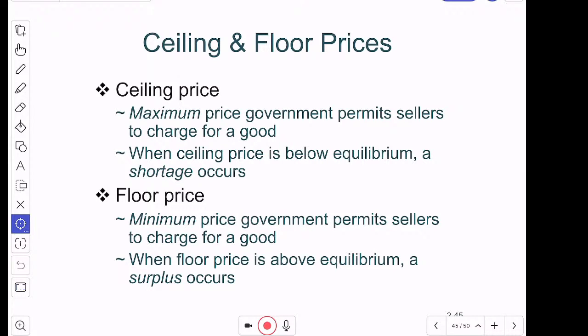Okay, I'll just go to the next one and then I'll give you my example. There's also a floor price, where a minimum price is set by government that permits sellers to charge a certain price for a good. When the floor price is above equilibrium, a surplus occurs. And what could be the problem with that? And what's an example of a floor price?